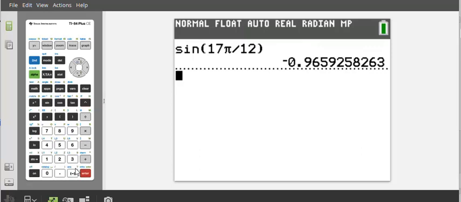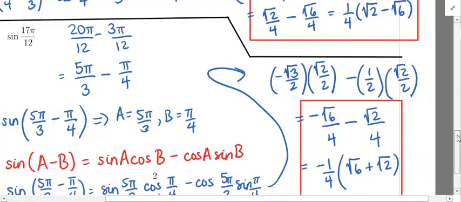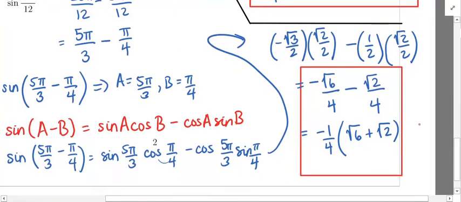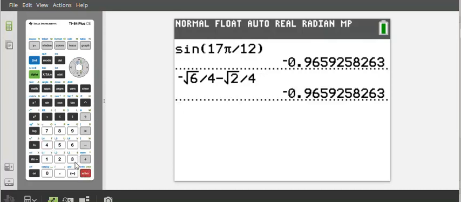There's the decimal expansion. Our answer for the exact value, we got negative square root of 6 over 4 minus the square root of 2 over 4. So let's punch that in so we can compare: negative square root of 6 divided by 4 minus the square root of 2 over 4. We got it right. So let's keep practicing.